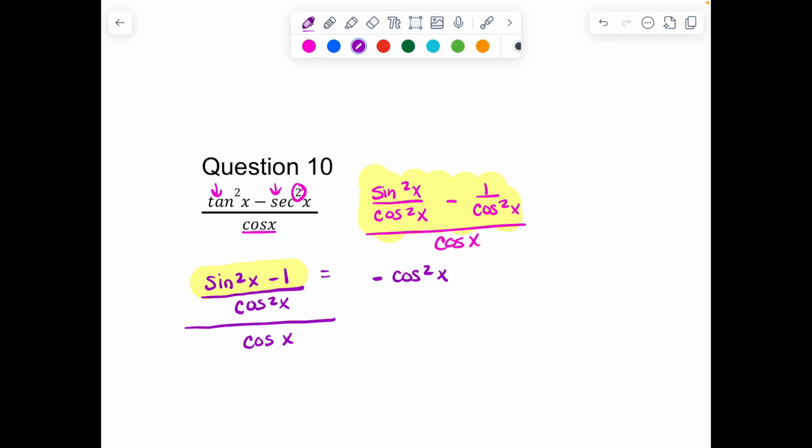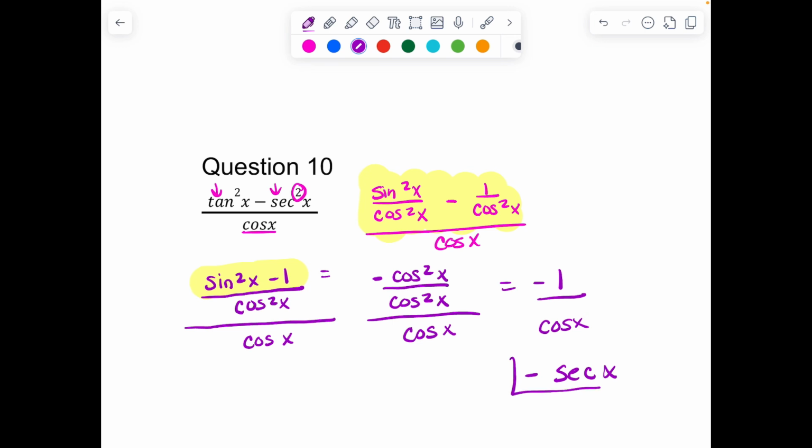The top part, all over cosine squared of x. That simplifies down to a negative 1. And we have cosine x, and it just keeps coming over because we haven't done anything to it. And then this here simplifies down to, if we didn't have the negative, it would just be a secant of x. But because we have a negative, it's a negative secant of x.